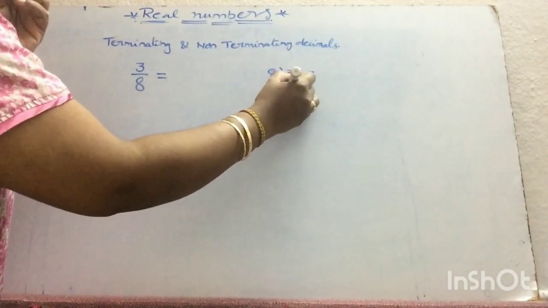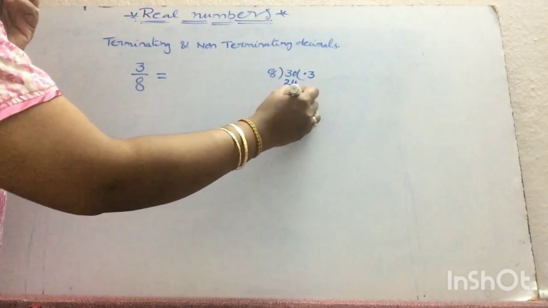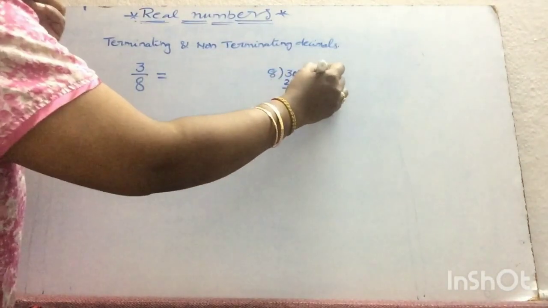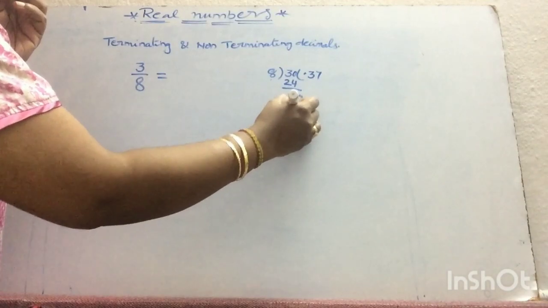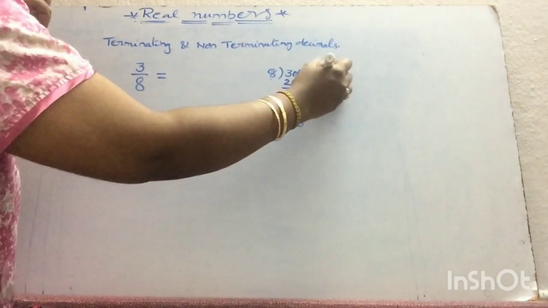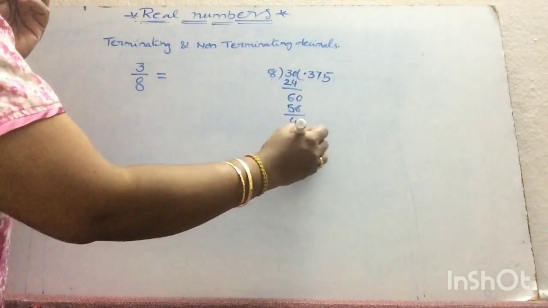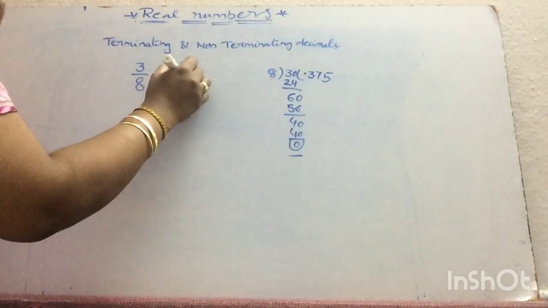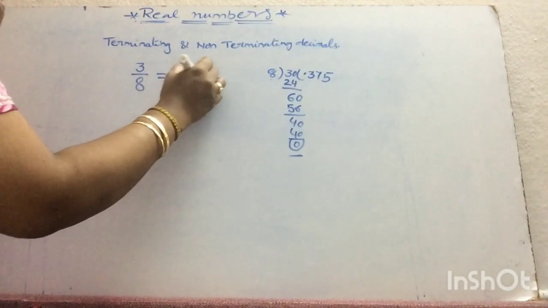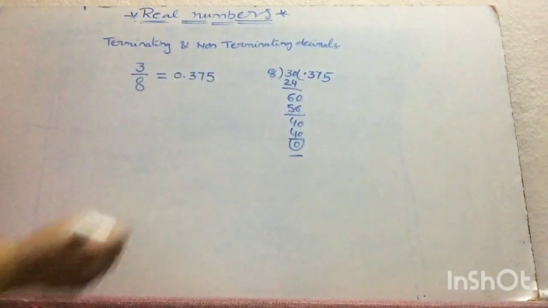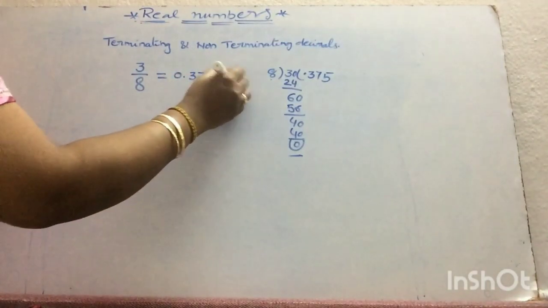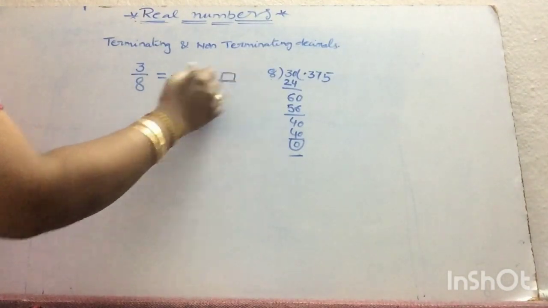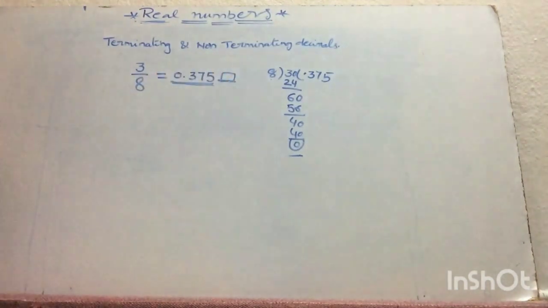8 3s are 24, remainder 6, again put 0. 8 7s are 56, remainder 4, put 0. 8 5s are 40. So here the remainder is 0. The decimal value of 3 by 8 is 0.375. After that no value is there. So this is known as a terminating decimal.